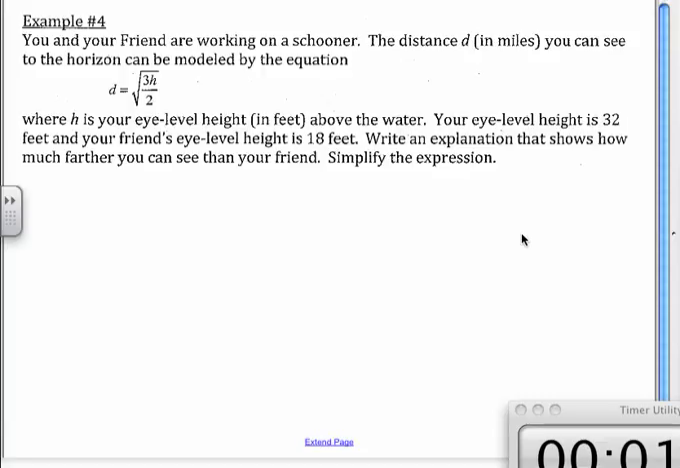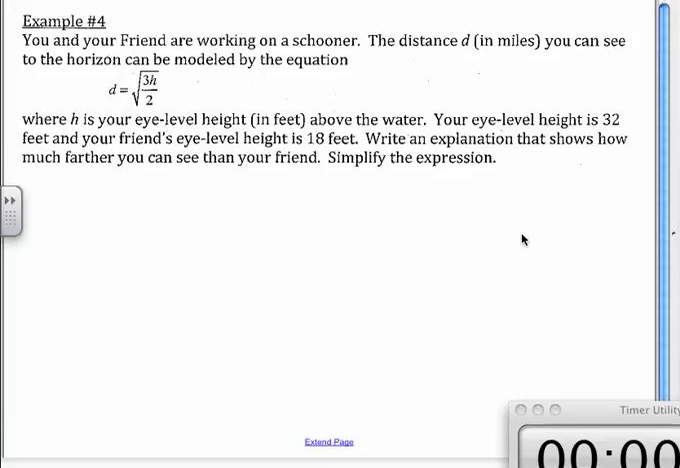Just to let you know, a schooner is a boat. The distance, D, in miles, you can see to the horizon can be modeled by the equation square root of 3h over 2, where h is your eye level height in feet above the water. If you're up in the crow's nest, your height above the water is going to be different than someone standing on the deck. Your eye level height is 32 feet, and your friend's eye level height is 18 feet.